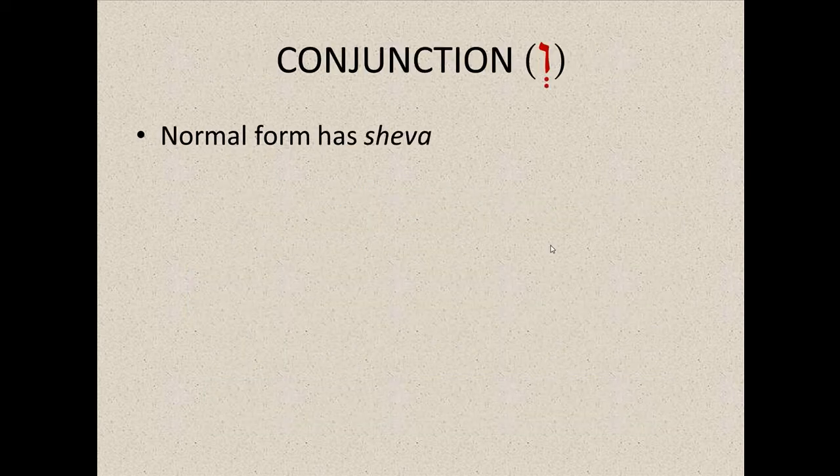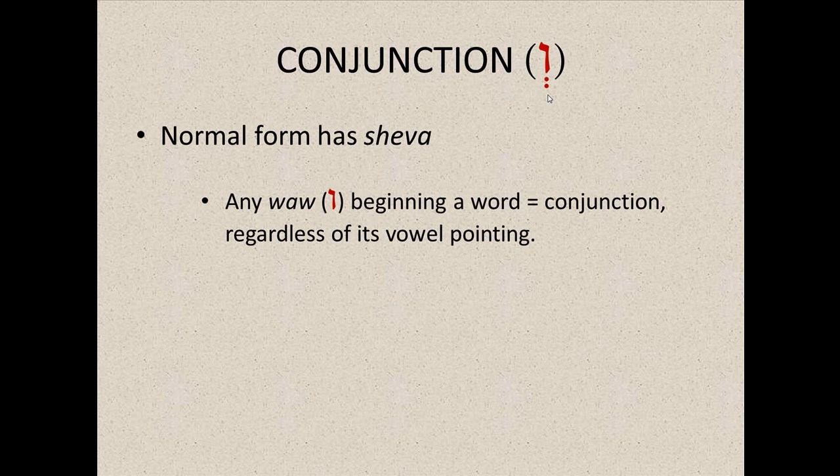Conjunction vav. The normal form is just what it looks like here, the vav with the shava underneath. By rule, I've tried to abbreviate these rules. I do want you to read through Futado's rules about the vav conjunction and the different forms it takes and all that stuff, but to sort of condense all that, any vav that begins a word is a conjunction. You're not going to have vocabulary words that begin with vav. Okay, so anytime you see a vav beginning any word, that vav is a conjunction, regardless of how it's pointed with vowels. Regardless of what it looks like, it's a conjunction.